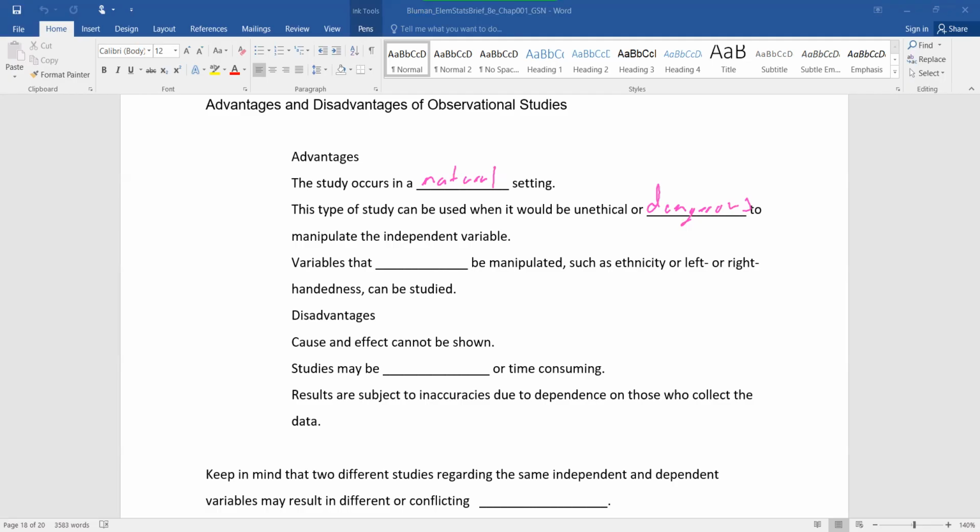Right. So, like those stress studies you have to do at the hospital and stuff. All right. So, there we go.